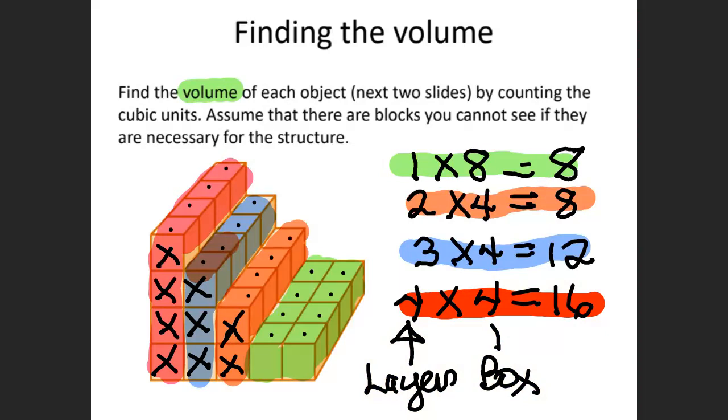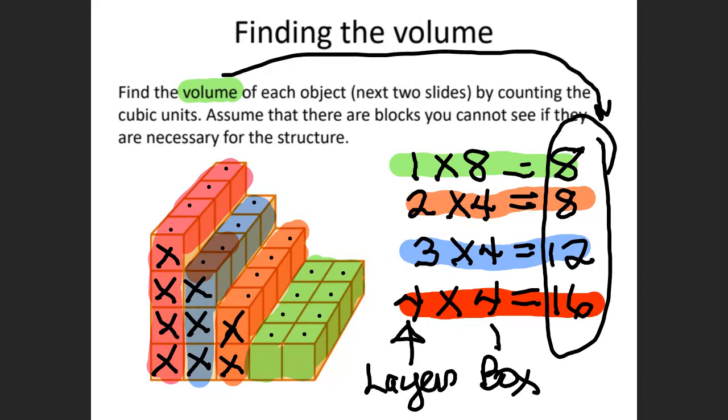Now, if I add all of these together, this will give me the volume. 16, 18, 24, carry 2. I have 44 units cubed. Does everybody see how I found the volume?